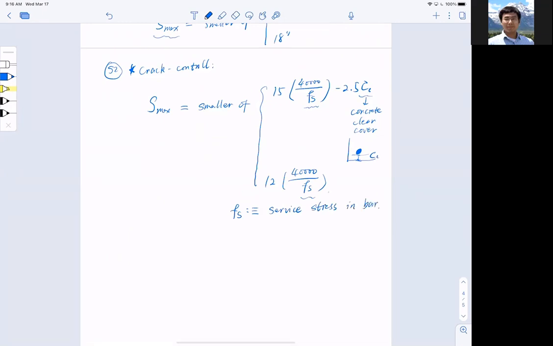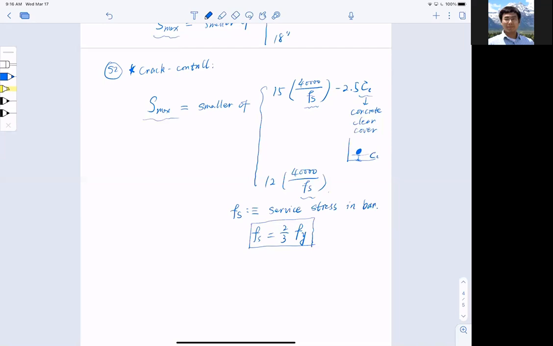What I mean by surface stress: we all know that when the beam fails, you will reach the yield strength of the bar. However, in service, this stress is estimated to be only 2/3 of the yield strength. So this is the surface stress in the bar, and we use that to determine the maximum spacing for crack control.